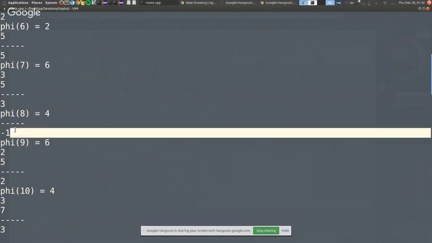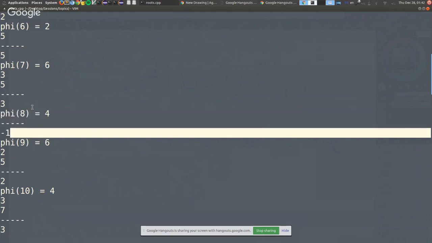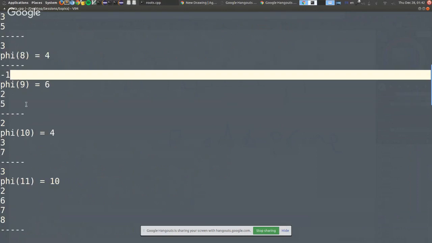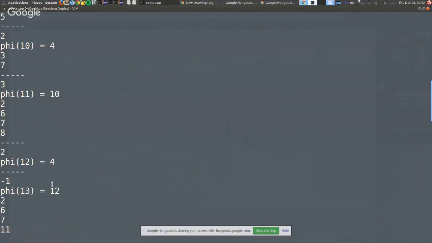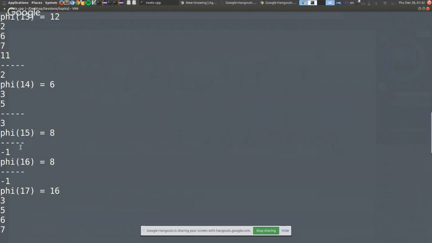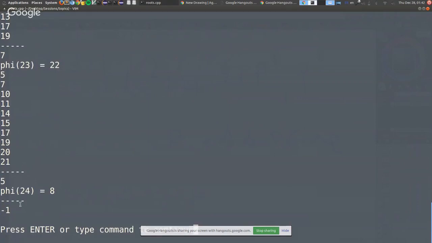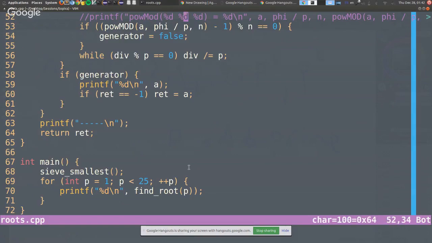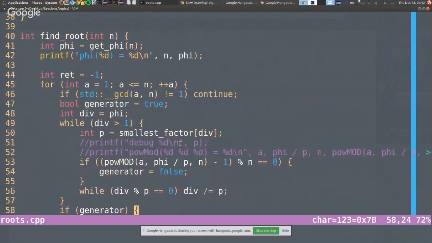So the 8 is not of the form that we specified earlier, so it doesn't have a primitive root. The 9 here has 2 and 5. 10 has 3 and 7. And it keeps going. 12 doesn't have one. 15 and 16 we don't have. And 24 also doesn't have. So this is basically how we find the primitive root of some multiplicative group.